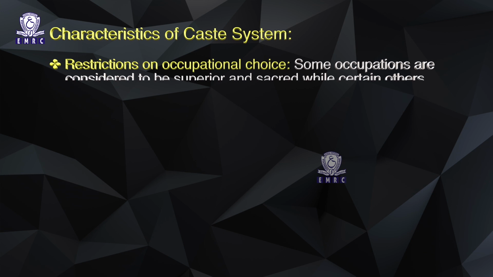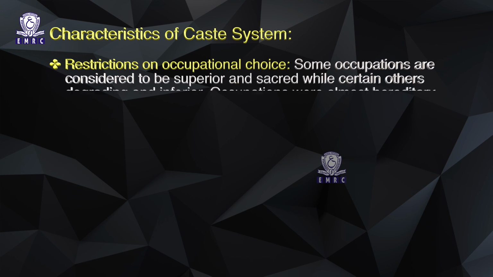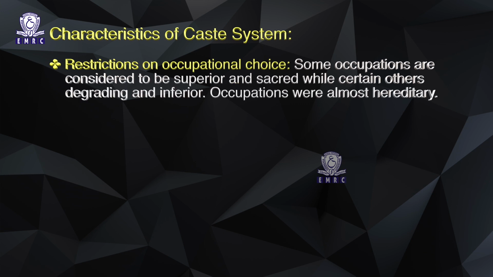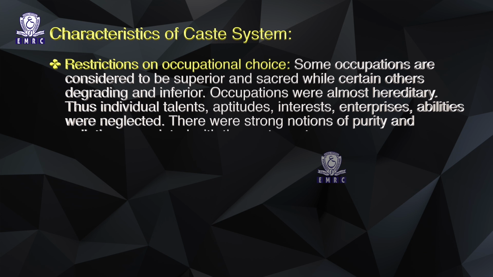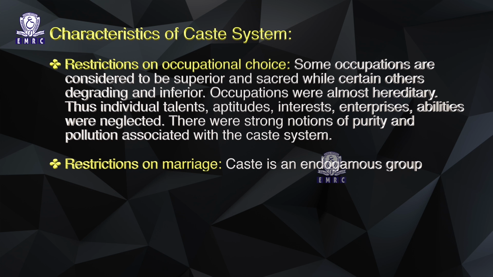Restrictions on occupational choice. Some occupations are considered to be superior and sacred, while certain others degrading and inferior. Occupations were almost hereditary. Thus, individual talents, aptitudes, interests, enterprises, abilities were neglected. There were strong notions of purity and pollution associated with caste system.